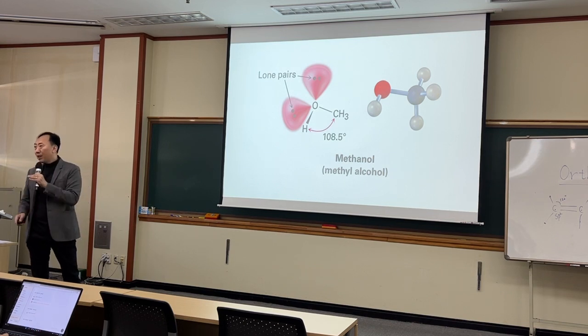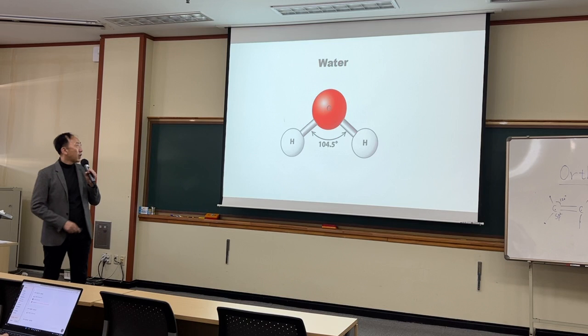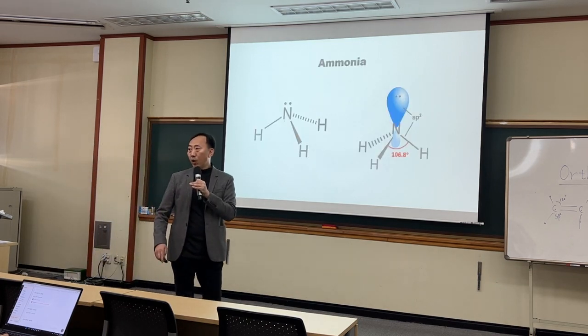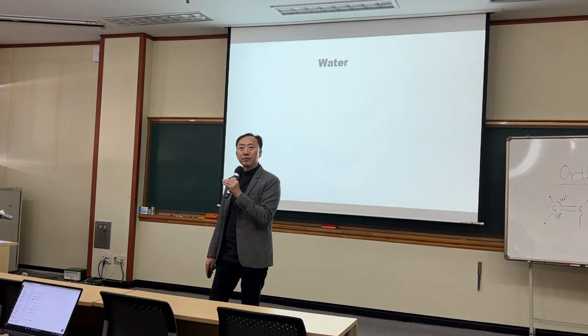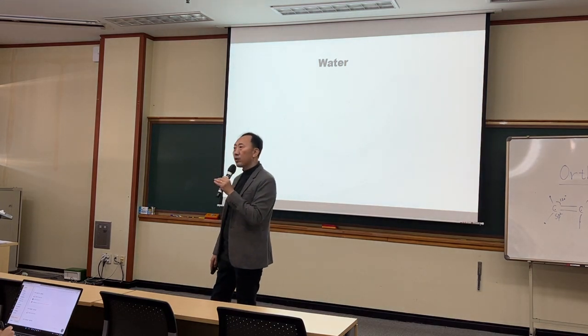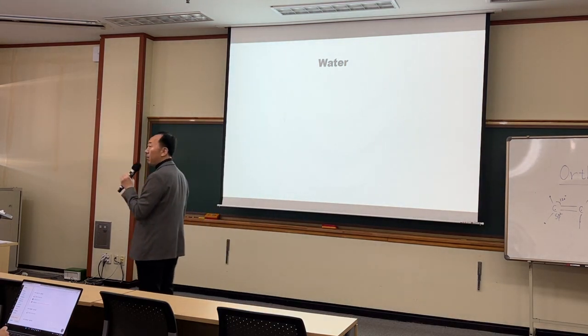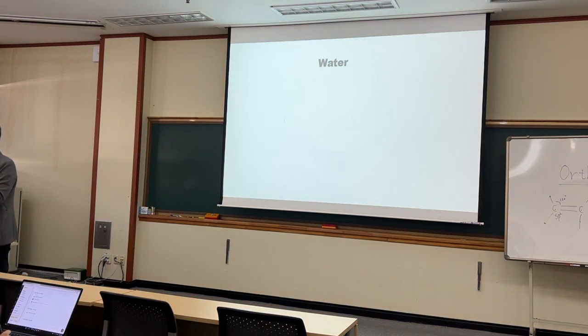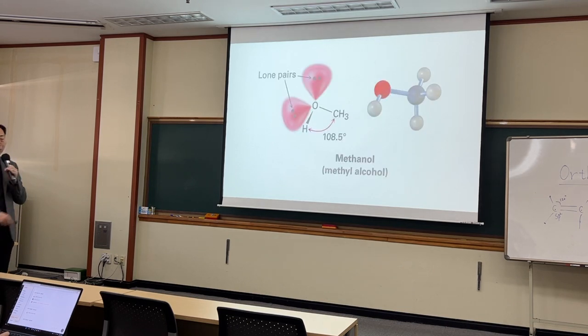So memorizing everything is difficult, but it's good to memorize. Ammonia, 107 degrees, water 105 degrees, perfect tetrahedral structure 109 degrees. That much is useful information to use as reference. It's difficult to get the exact number here, but now we can see originally it should be 105, but somehow this is a little bigger. You push it out, so it becomes a little bigger.